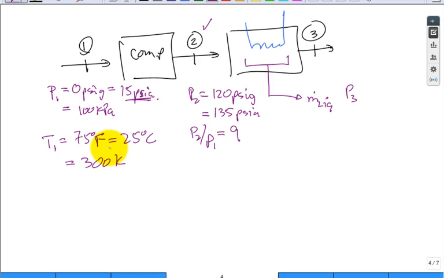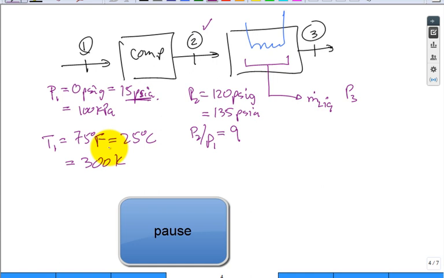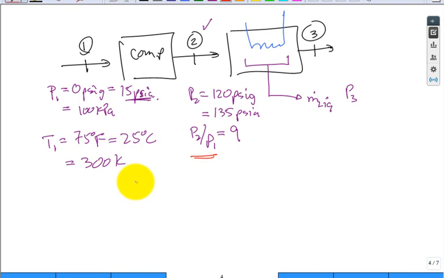Can you tell me the temperature at state 2? Can you estimate T2? I'm going to pause. I want you to tell me what T2 is. T2 is T1 times P2 over P1 to the power K minus 1 over K. That's an ideal gas undergoing isentropic compression.